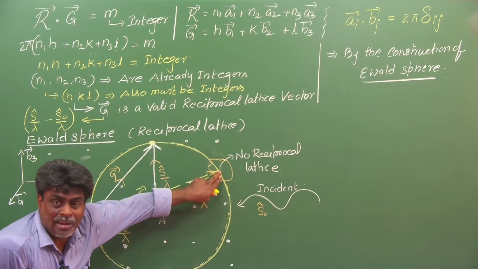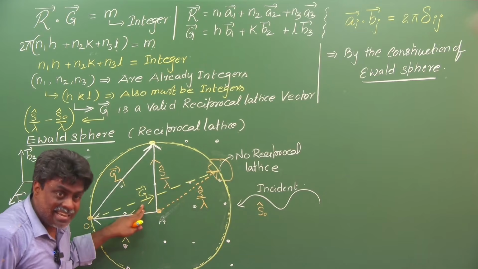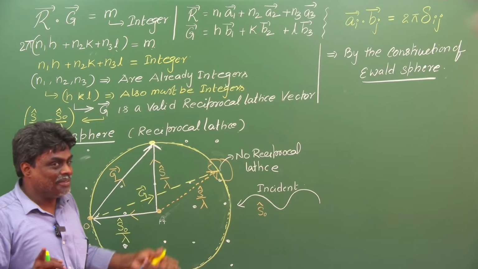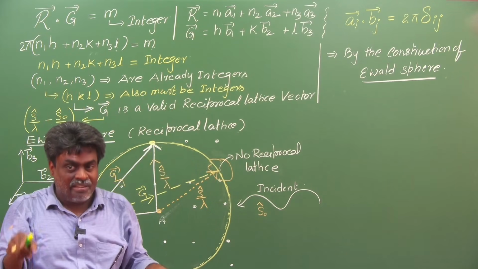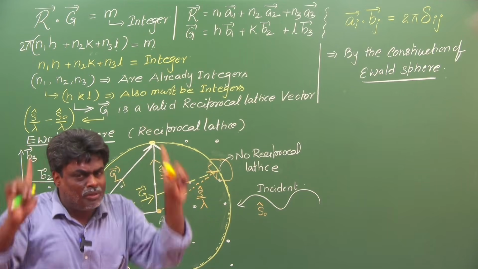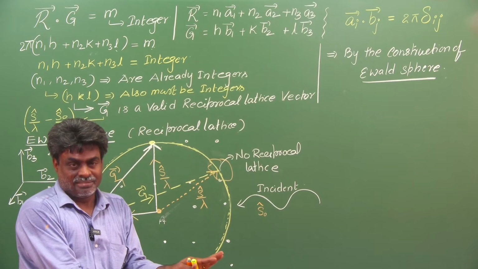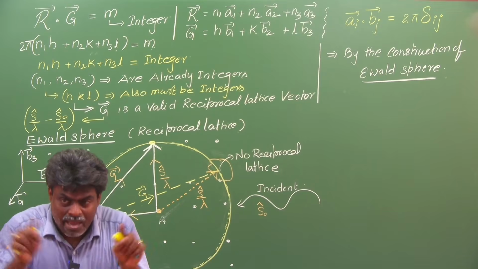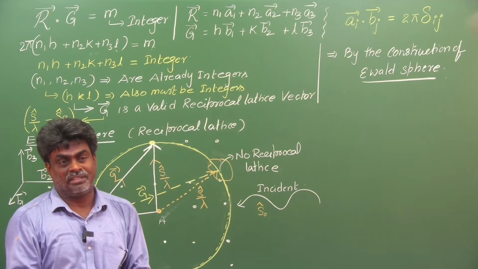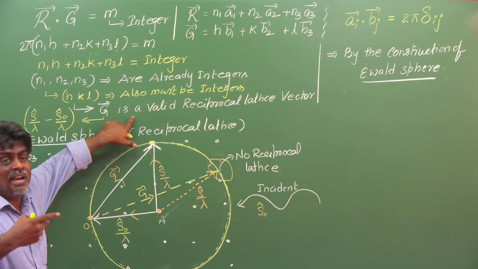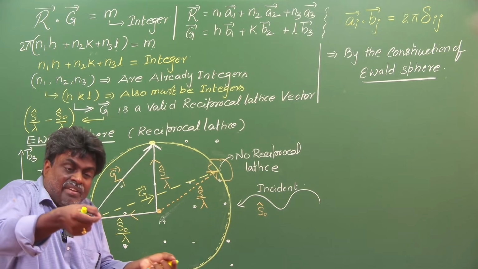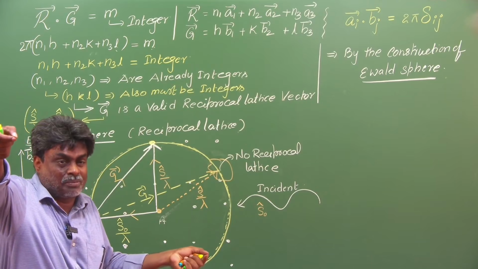If there is no reciprocal lattice point on the sphere, is this G a valid reciprocal lattice vector? Then do you have diffraction in this direction? Once you have drawn the sphere, wherever that sphere intersects the reciprocal lattice points, in all those directions you will get a diffraction. In the directions in which the sphere does not intersect the reciprocal lattice points, you won't get any diffraction phenomenon. That is the meaning of G being a valid reciprocal lattice vector: a vector joining two reciprocal lattice points.